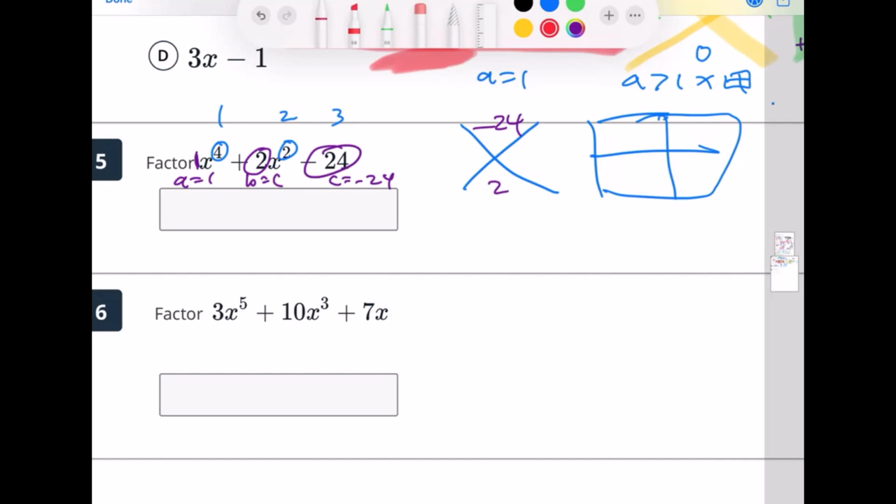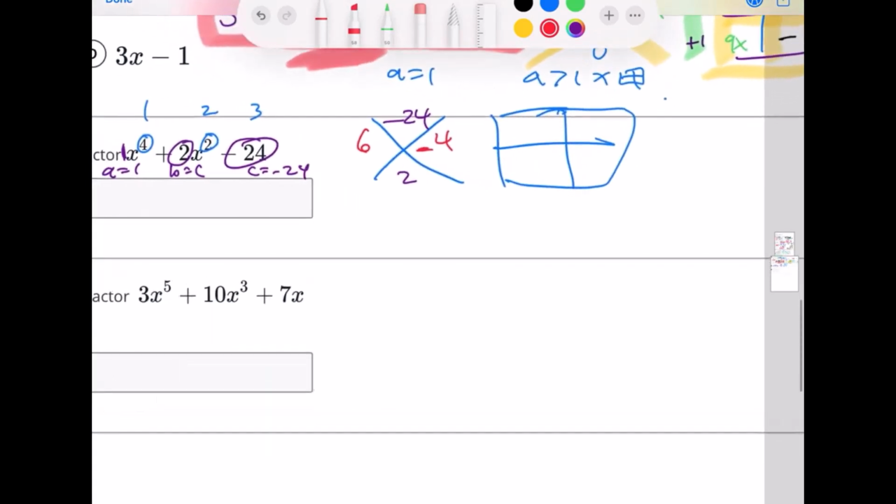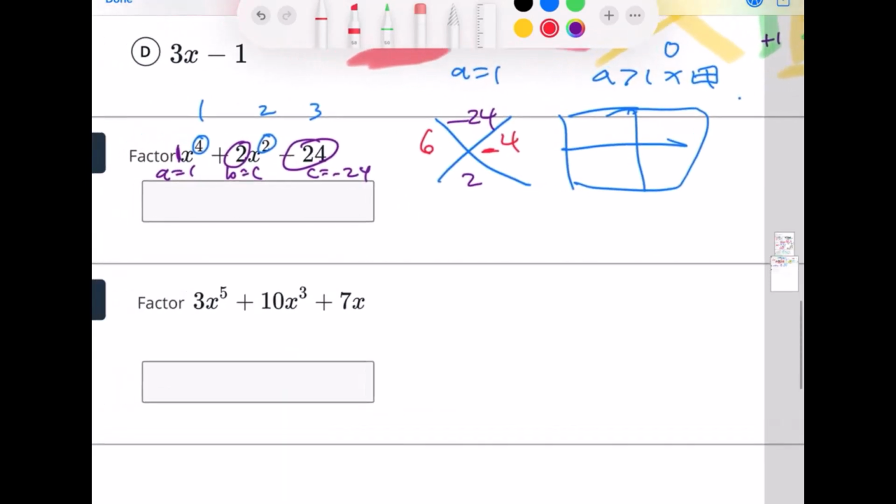What are the two numbers that multiply to be negative 24, but they add to be 2? I'm thinking of 6 and 4, and this one will be a negative. Okay, remember those numbers in red. I'm going to use this in the box. The box, the red, is splitting this term, so I have to add an x squared. 6x squared minus 4x squared gives you a 2x squared.